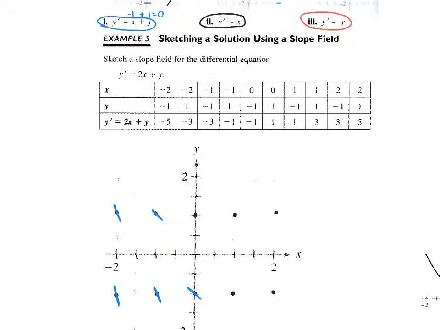And then at 0, 1, and 1, -1, I have a slope of +1. Okay, so there's a slope of +1. And there's a slope of +1. Then +3 and +3. So I'm making it steeper here. And then a +5 at my last one. Okay? So we just drew a slope field for that.